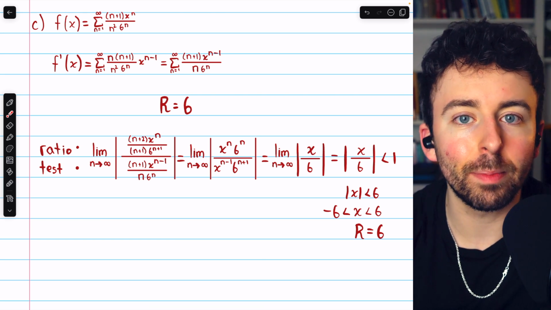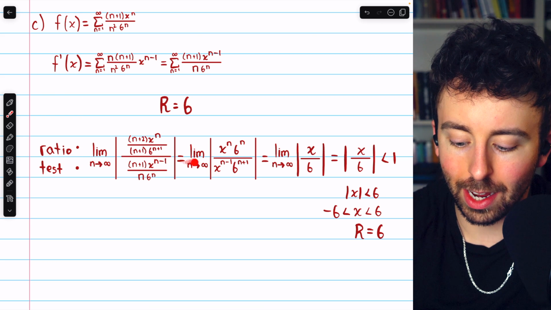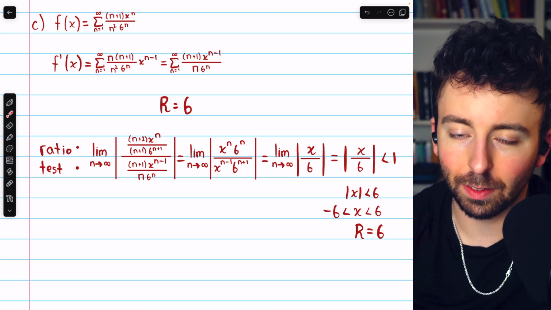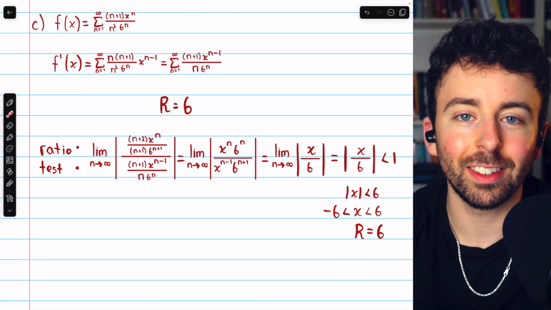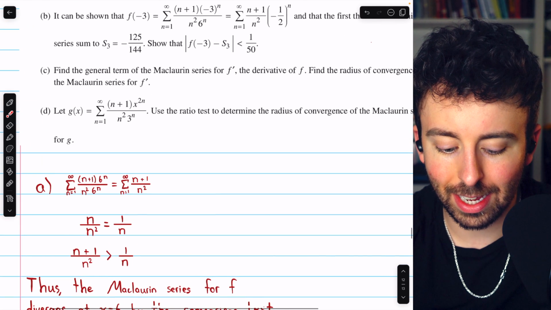That's why they gave us that piece of information. But you could use the ratio test if you weren't sure, and you would arrive at this solution, that x has to be between negative 6 and 6, so the radius of convergence, again, is 6. All right, on to the final part, part D.